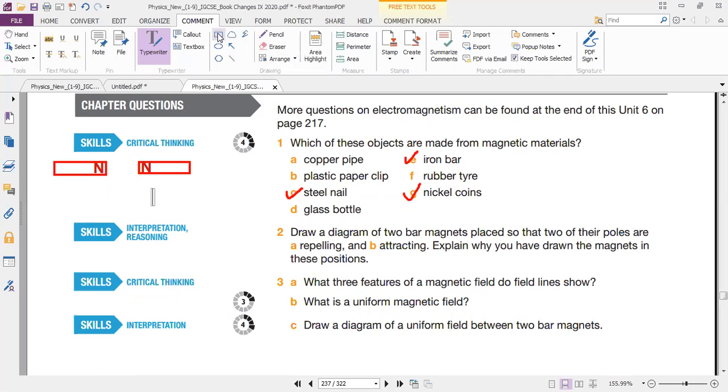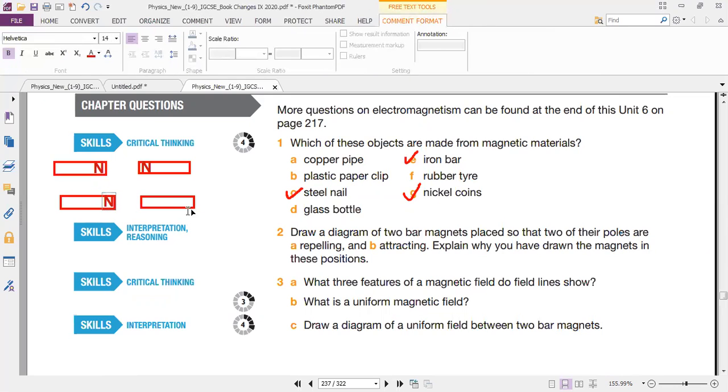And another diagram is attracting. Right here in, and right here out. Now opposite poles attract each other. Explain why you have drawn the magnets in these positions. You have to write similar poles repel and opposite poles attract.